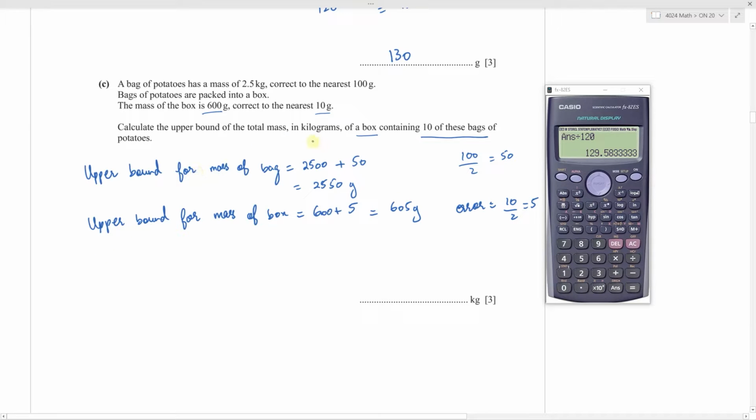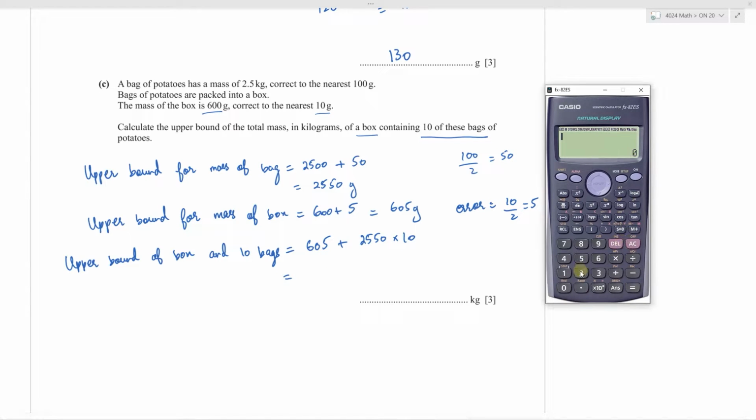So now the upper bound of box and 10 bags. The upper bound mass for the box is 605, plus for 10 bags, the upper bound mass will be the upper bound mass of one bag, which is 2550 multiplied by 10. This is the upper bound mass for 10 bags, plus the box is 605.